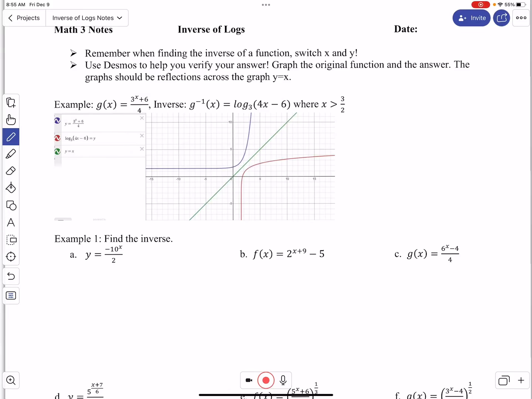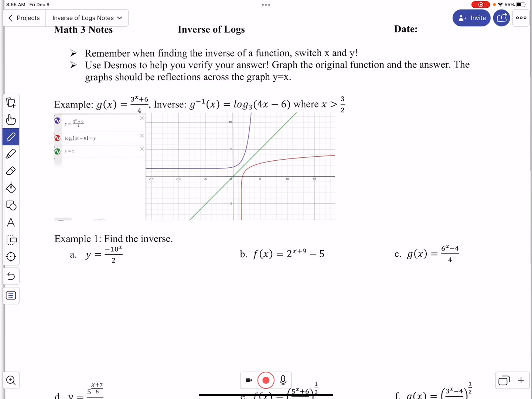In this section, we're going to find the inverse of logs. So remember when we first started finding the inverses, what we did is we switched x and y. And what we can do is use Desmos to help us verify our answer. We're going to graph the original function and we're going to graph our answer. And the graphs are going to be reflections across the graph of y equals x.